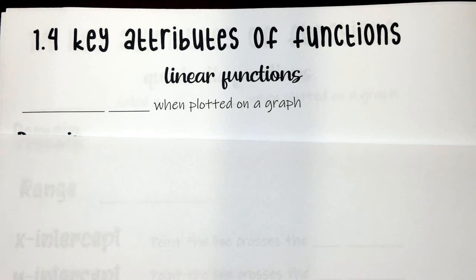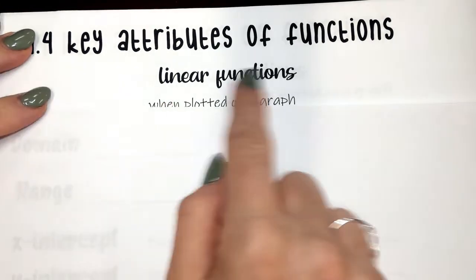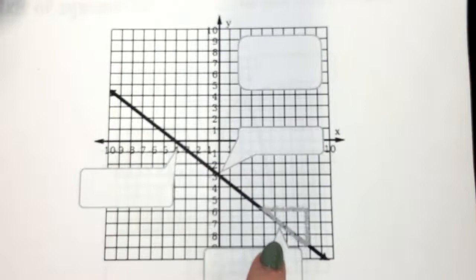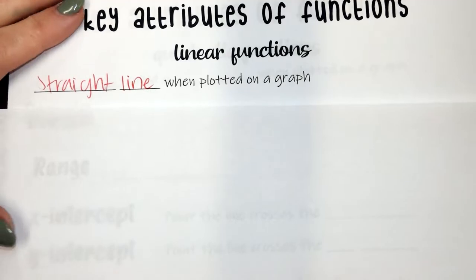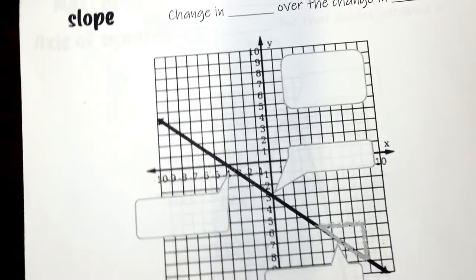Let's look at our key attributes of our linear functions. So this right here is an example of a linear function. Let's break it down. Our linear function is going to be a straight line when plotted on the graph. So that's a straight line.